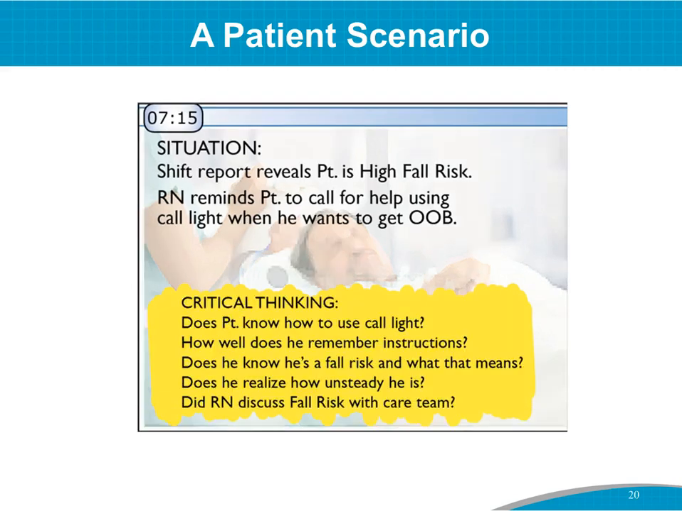Some of the things that she should be thinking about is, does the patient know how to use the call light? And how well does he remember instructions? Does he know he's a fall risk and what that means? Does he realize how unsteady he is? And did the registered nurse discuss the fall risk with the care team for the other people that would be coming into the room to visit with this patient?